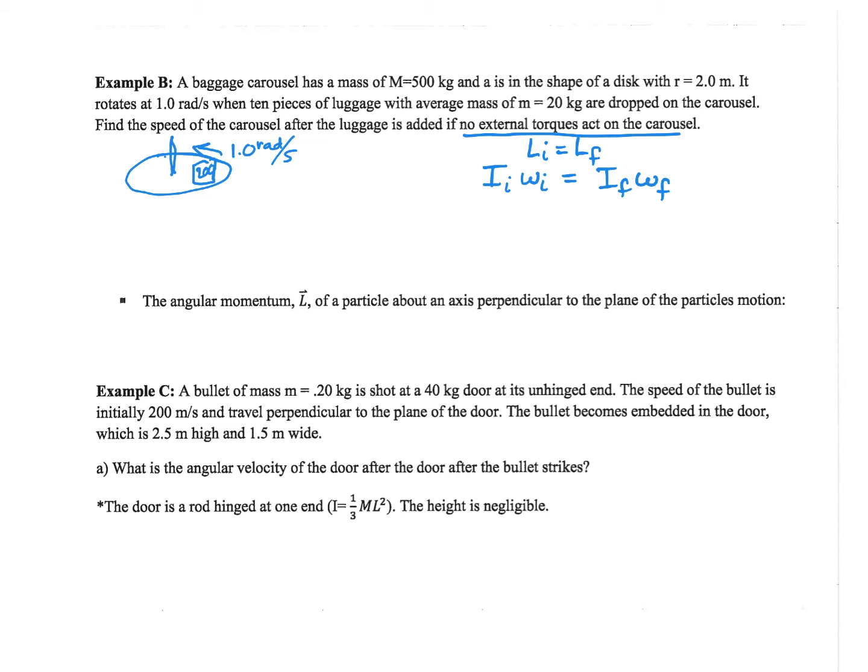Now I can't just say I and I this time. Can anybody tell me why I can't just mark I out? Because the inertia changed since you have more mass on the outside. Yeah, it's changing because we're dropping mass on it, aren't we? So the luggage is going to also have some inertia because it's not being dropped on the rotational axis. It's being dropped out somewhere along the edge, isn't it? Okay, so here we go.